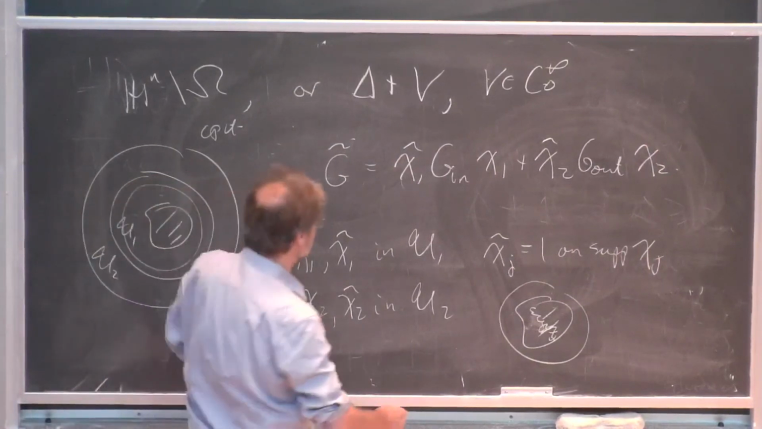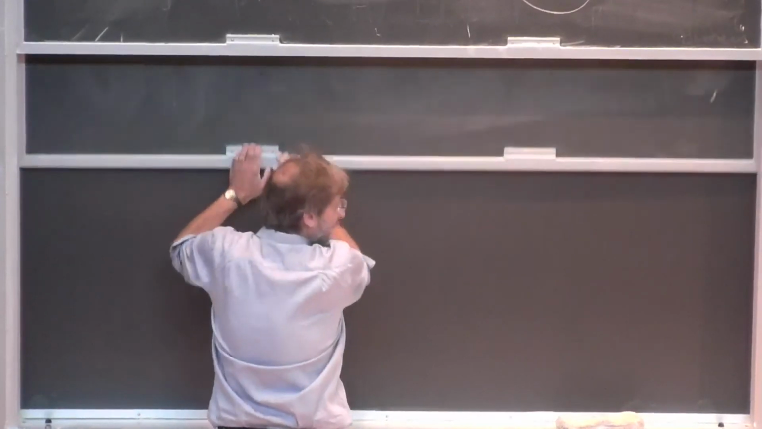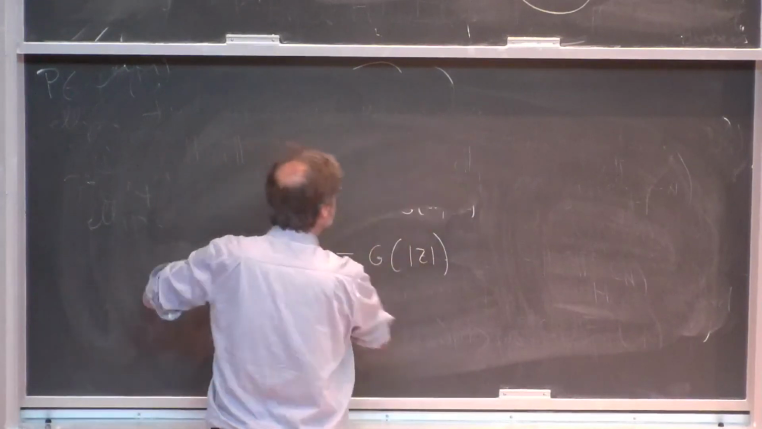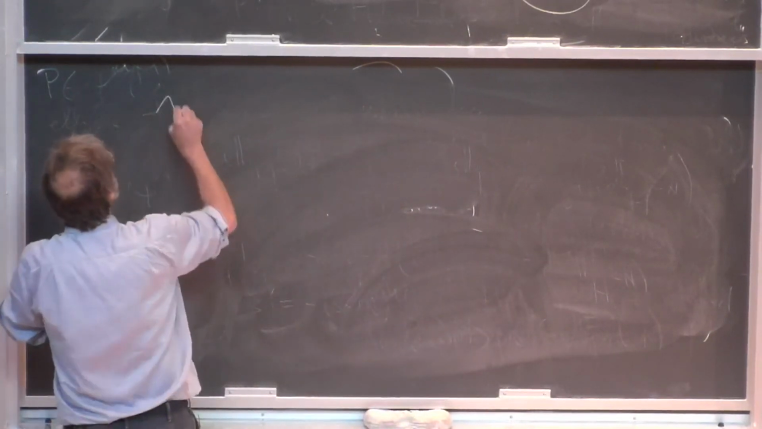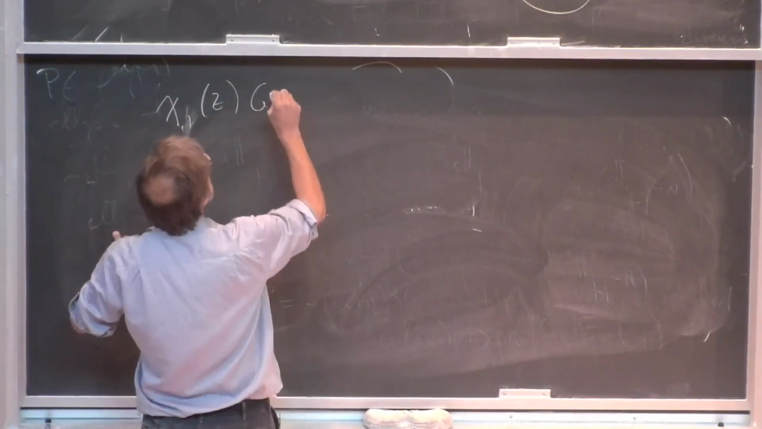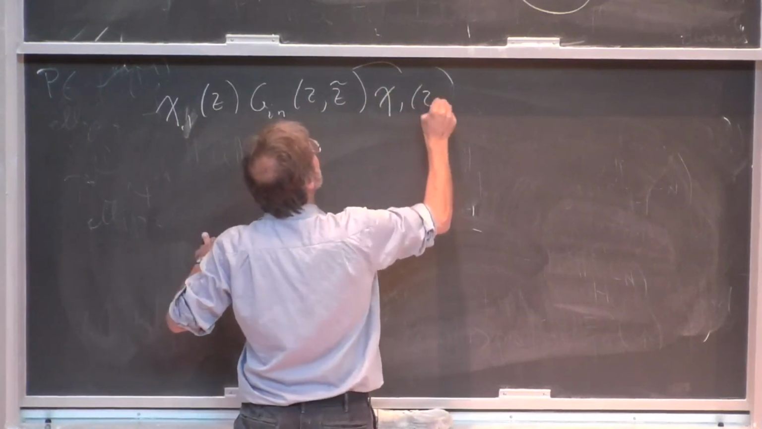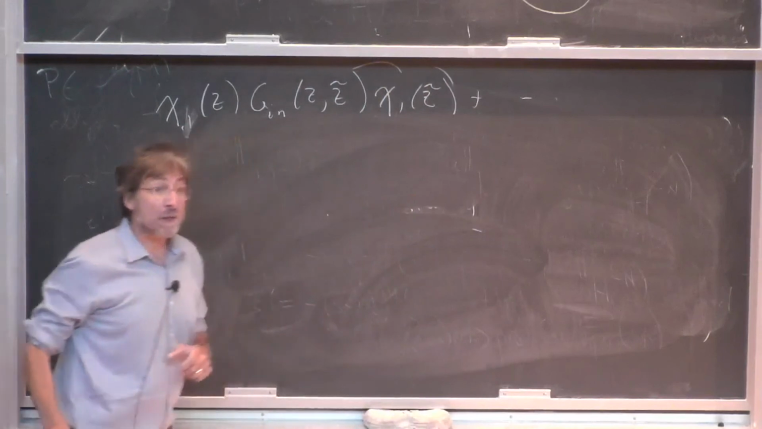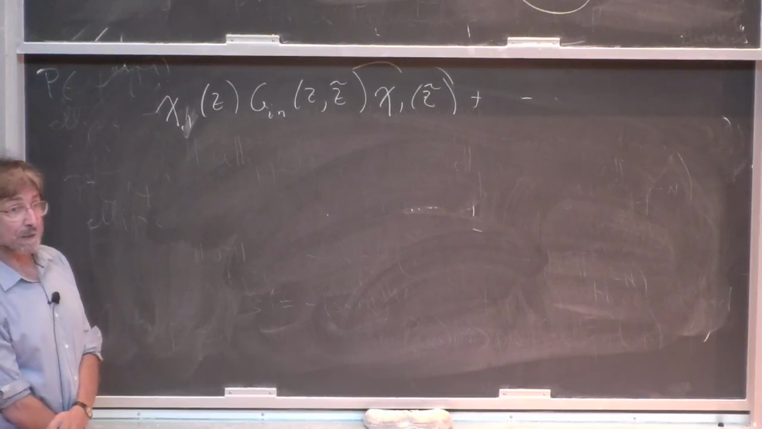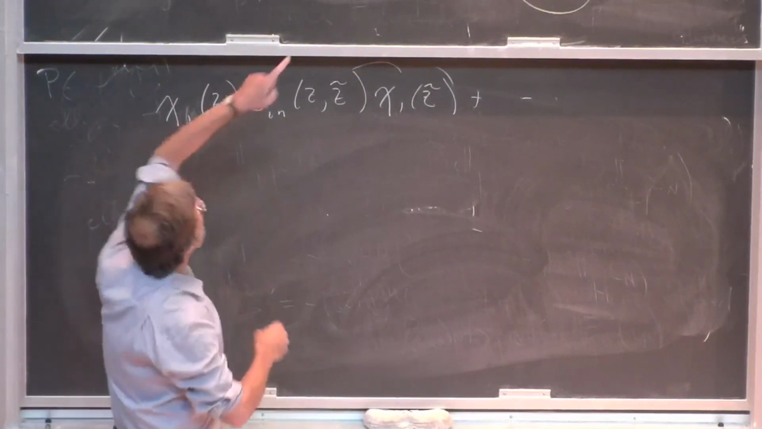Now, remember, thinking of these as Schwartz kernels, forgive me, I'll just finish this very quickly. If I'm thinking of these things as Schwartz kernels, I should put the z's and z tildes in. So this looks like chi1 of z, g in of z and z tilde times chi1 of z tilde, plus the corresponding thing for the out piece. Okay, so the right-hand guy is the z tilde, the incoming guy is the z. Okay. Now, what happens when I hit this with the Laplacian? Well, let's suppose I'm doing Laplacian plus potential.